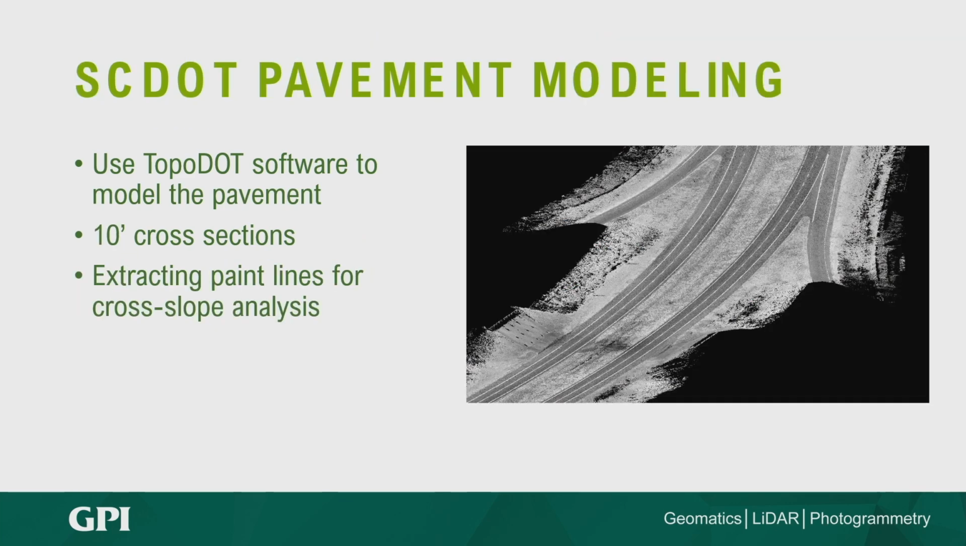This is another one, a little bit closer to home, South Carolina DOT, doing a similar thing. In this case, it's for cross slope analysis. So you can scan with mobile LiDAR, then map the pavement itself, and then determine where your cross slopes are falling within tolerance.